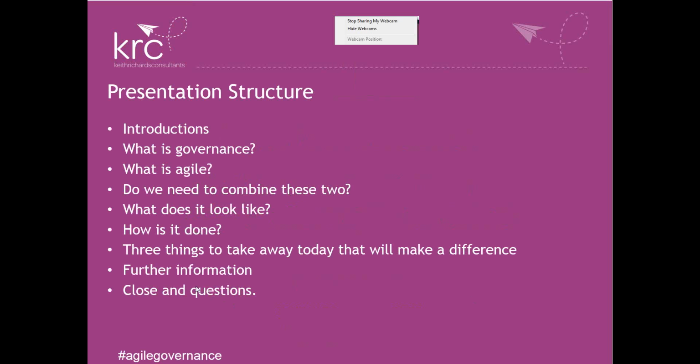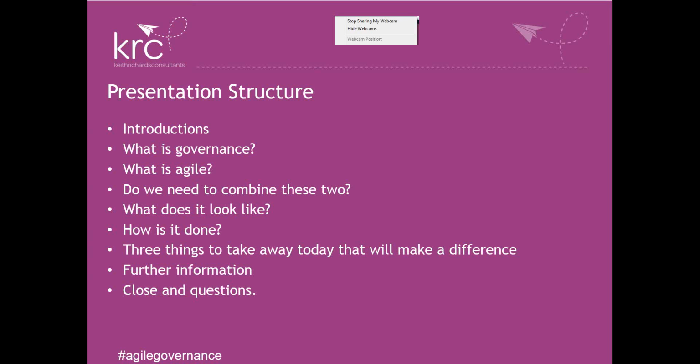In terms of the structure today, we're going to give a couple of definitions to start with, because it's okay saying Agile Governance, but a word like governance means 101 things to different people. So we're going to be looking at some definitions, looking at some combinations. What does it look like? What does it feel like?